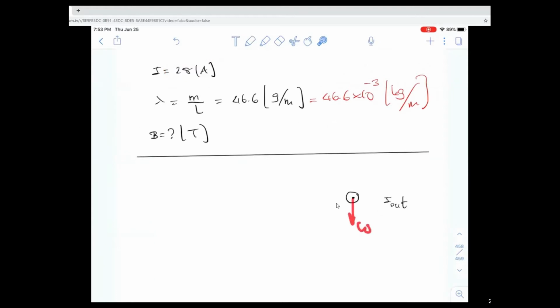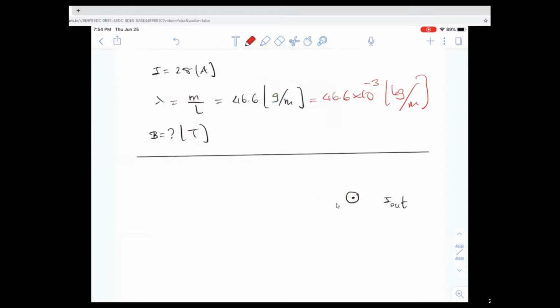It's going to have weight. So what you need to do is generate a magnetic force opposing that weight. The current is coming out of the page, so what do we have? The magnetic field has to be moving in this direction. It's going to generate a force in the opposite direction, so that should oppose the weight. Okay, I think I'm happy with that.